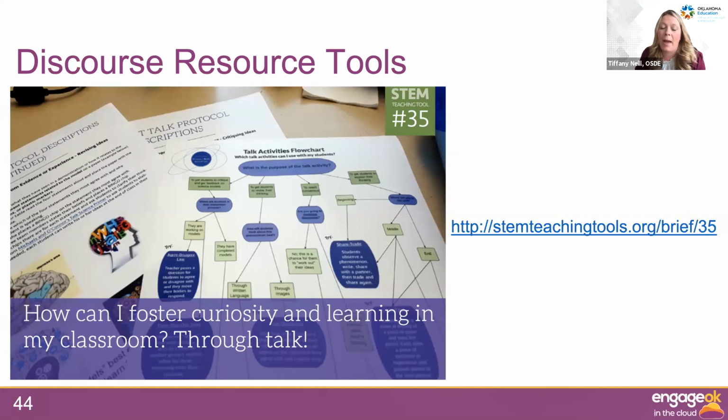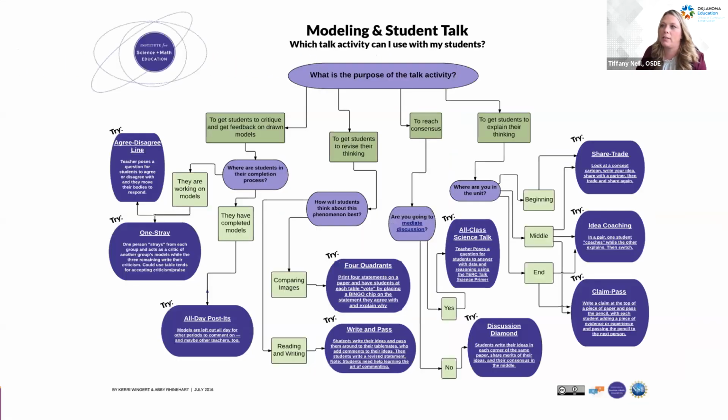coming from the Math and Science Institute, but I promise you the strategies embedded in this resource are really applicable to all subject areas and courses. It's not specific to science or math. And what they provided in this wonderful resource tool is a flow diagram for Science Talk strategies. So here in the flow diagram, the first thing I want to think about as a teacher is, what is my purpose for the talk activity I'm going to engage students in?